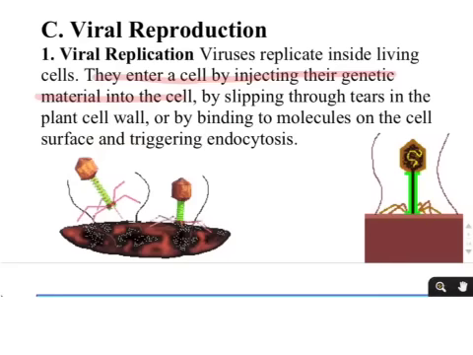How do viruses reproduce? They replicate inside living cells. They enter a cell by injecting their genetic material into the cell. They usually go through tears in the cell wall or bind to molecules that are specific for the cell they're trying to infect. Here you see the DNA. Remember, the tail fibers latch onto the cell, and then the DNA goes in through the tube here into the cell it's trying to infect.